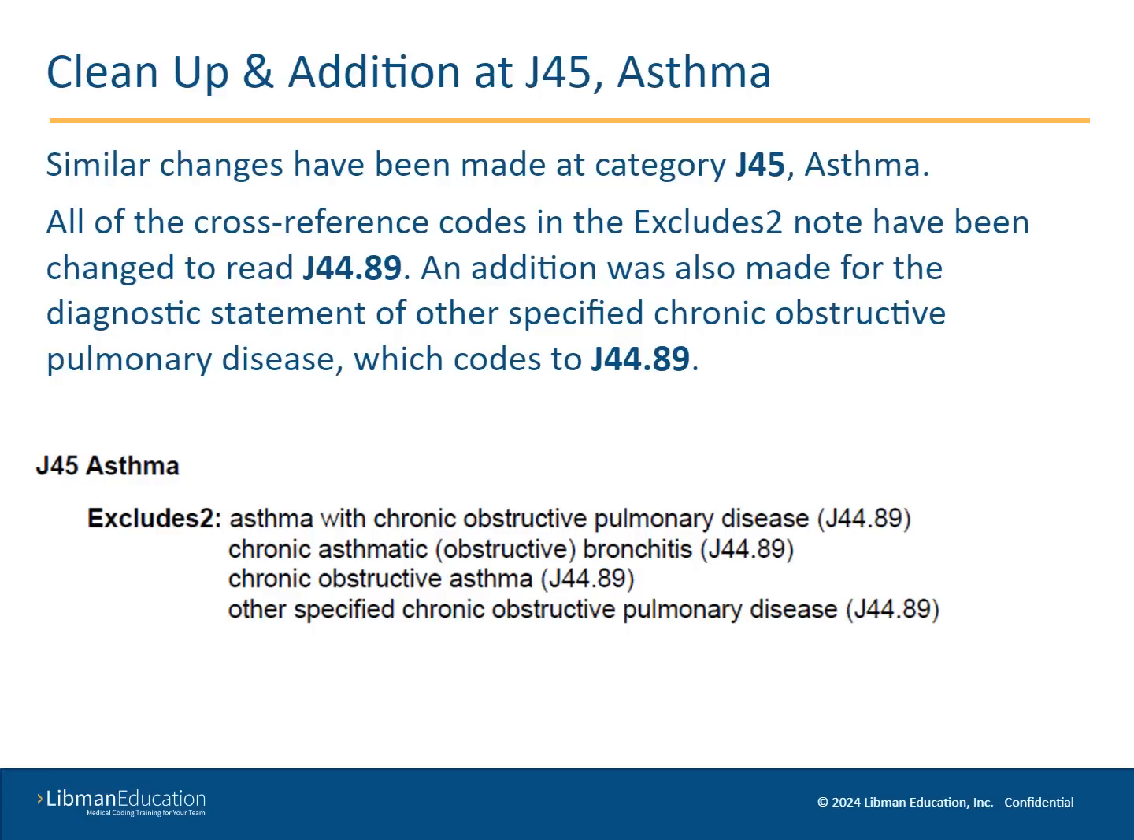Similar changes have been made at category J45, asthma. All of the cross-reference codes in the Excludes 2 note have been changed to read J44.89, other specific COPD. An addition was also made for the diagnostic statement of other specified COPD, which codes to J44.89. Previously, the codes were instructed to go to J44.9, which was the unspecified COPD. So again, here we have more specific codes.